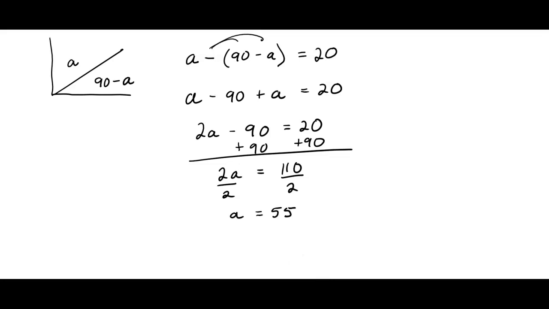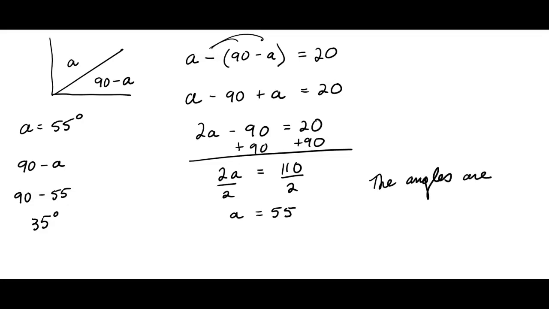So I get the one angle, A, is 55 degrees. Well, then what's the other one? Remember, the other angle has to be 90 minus A, or 90 minus 55, which is 35. So I've got one angle that's 55 and one that's 35. So I'll write the angles are 55 degrees and 35 degrees.